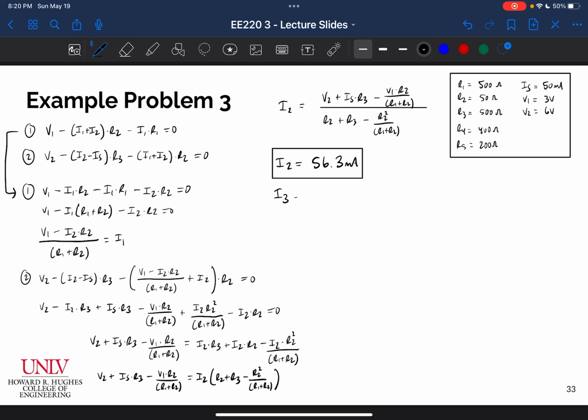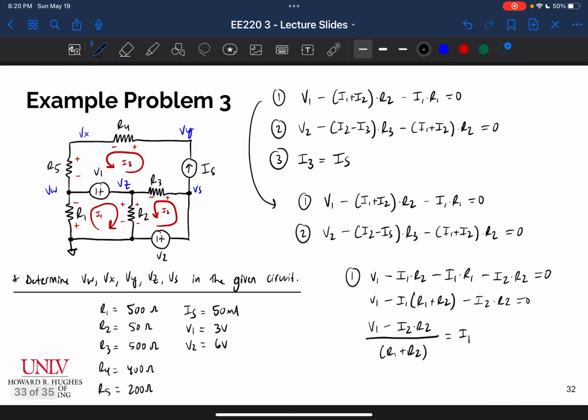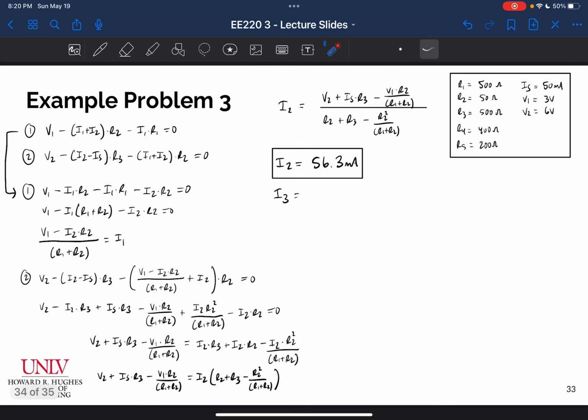We also know already I3, right? We know that I3 was just equal to IS, from the previous slide. That's right here. And so our IS value is 50 milliamps. So my I3 is going to be 50 milliamps. And so the only thing left for me to find here is I1, which again, I said that we can determine by plugging our I2 value and the other values back into this expression for I1. So let's go ahead and take this and bring it on over.